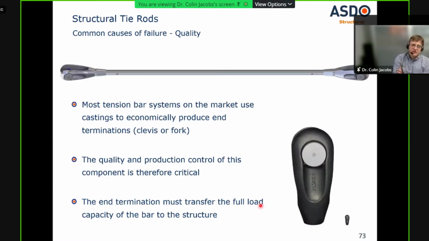And we say that most tension bars out there on the market, most proprietary systems, will use castings. Casting is an excellent process, allows you to produce many shapes economically and at the right strength, but the quality control of that component is critical. We have to ensure that this end transfers the full load, else we don't have a structural system that's robust enough.